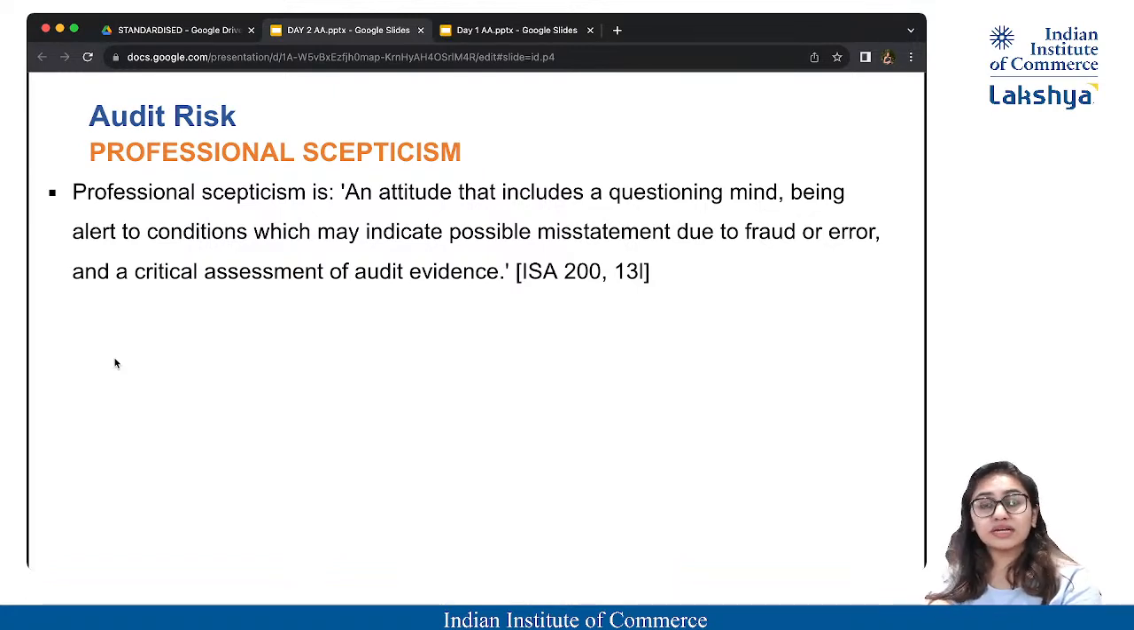Because if you want to make a name in the market as an independent auditor, first impression is the last impression. So you do not want to be associated with a company which is not up to the mark. So for that you need to have this professional skepticism. For that you need to have this attitude that includes a questioning mind, being alert to conditions which may indicate possible misstatements due to fraud and error.